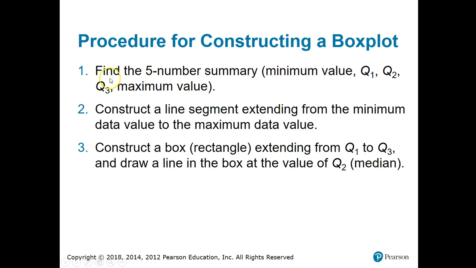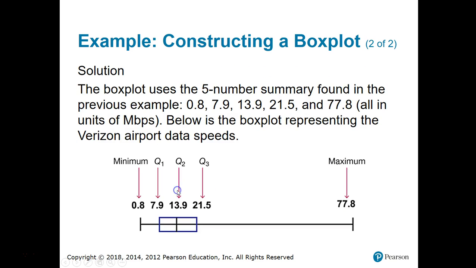And then we can have a box plot. Box plot is easy. We have the 5-number summary: minimum, Q1, Q2, Q3, and maximum. Construct a line segment extending from the minimum value to the maximum value, and construct a rectangle extending from Q1 to Q3 with a line going through Q2. It makes a lot more sense when you see it.